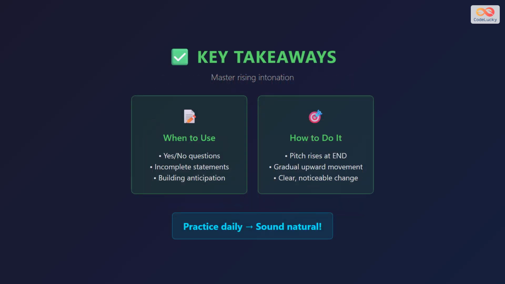Let's review the main points about rising intonation. First, when to use it. Use rising intonation for yes or no questions. Use it for incomplete statements where more information is coming. Use it for building anticipation and keeping your listener engaged. Second, how to produce rising intonation. Your pitch must rise at the end of the sentence. The pitch change should be gradual and noticeable. The highest pitch should occur on the last word or syllable. Practice daily and your rising intonation will become natural. Listen to native speakers. Record yourself and compare. With consistent practice, you will master rising intonation.